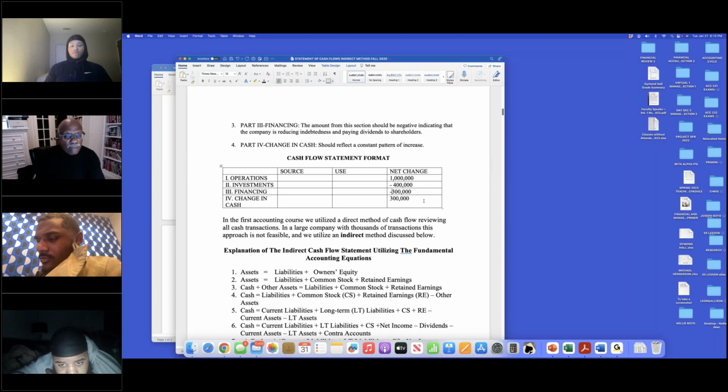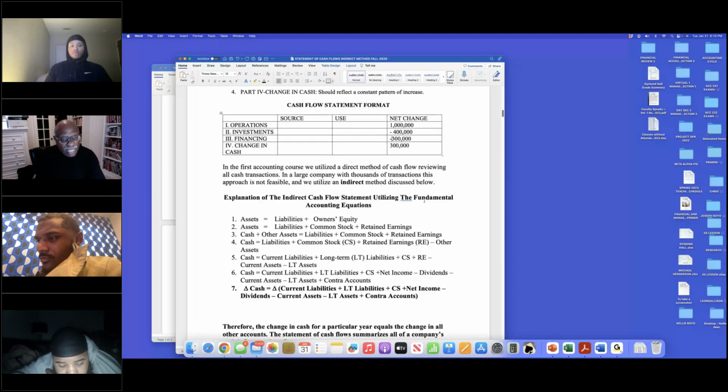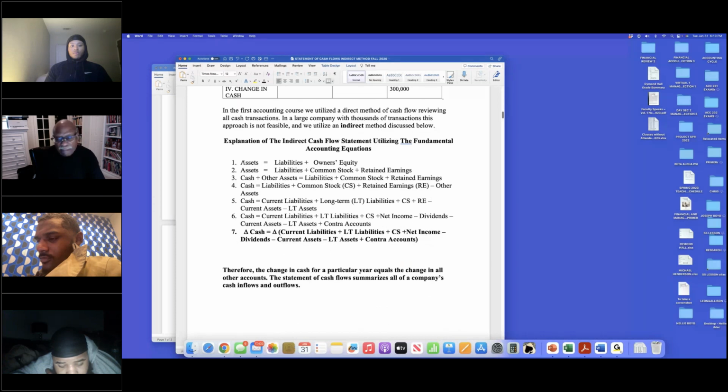Okay, let's look at how we derive this statement. There's that old equation: assets equal liabilities plus owner's equity. Everything comes from that equation in accounting. Then assets equal liabilities plus common stock plus retained earnings. Then cash plus the other assets equal liabilities plus common stock plus retained earnings. And then finally, as we keep working with this equation, cash equals liabilities plus common stock plus retained earnings minus the other assets. You see, for you personally, first of the month is when? Tomorrow. And what do you need tomorrow?